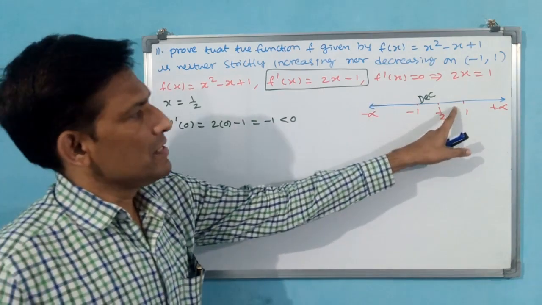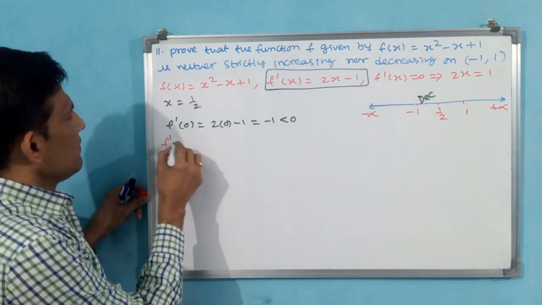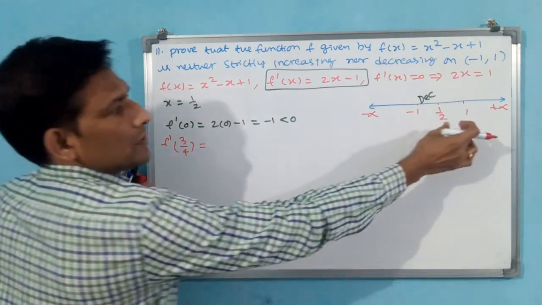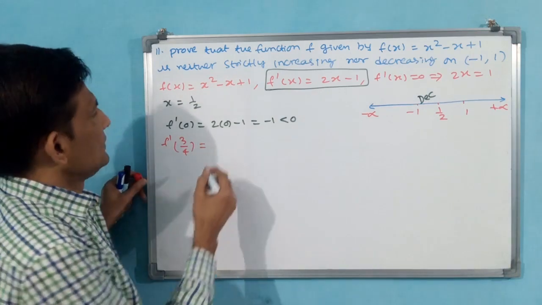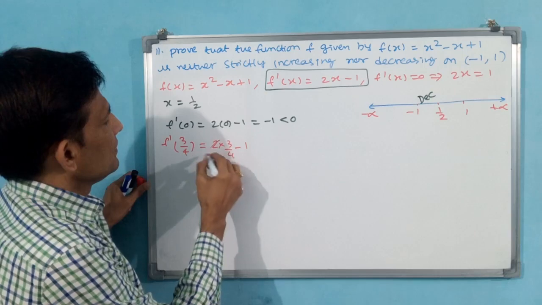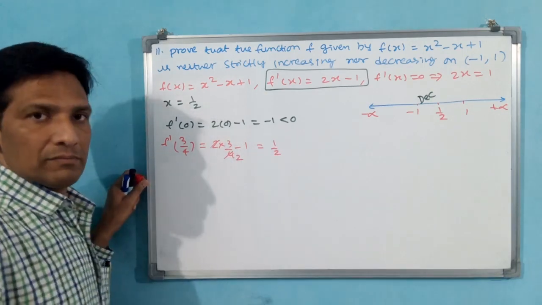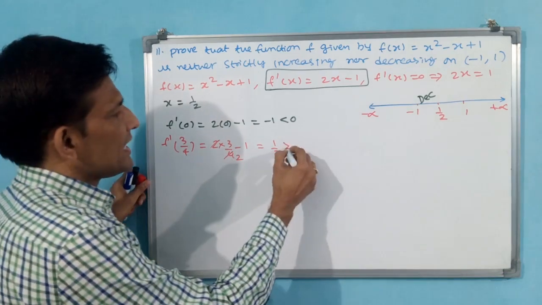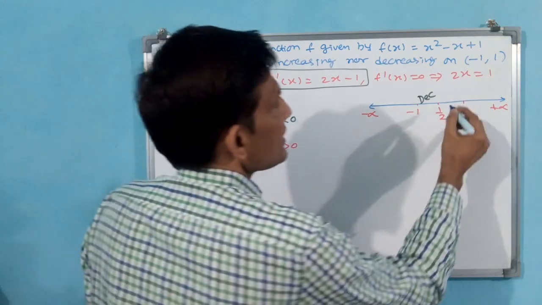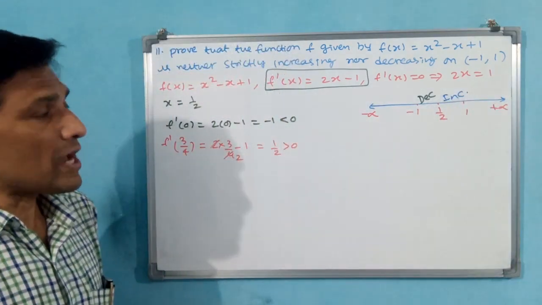Let us see here, 3 by 4. f'(3 by 4), between 1 by 2 and 1. Okay, see, 2 into 3 by 4 minus 1 is 3 by 2 minus 1, which is 1 by 2. Okay, 1 by 2 is greater than 0. That means here, increasing will come.